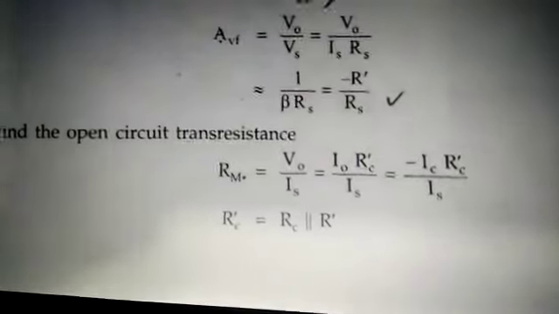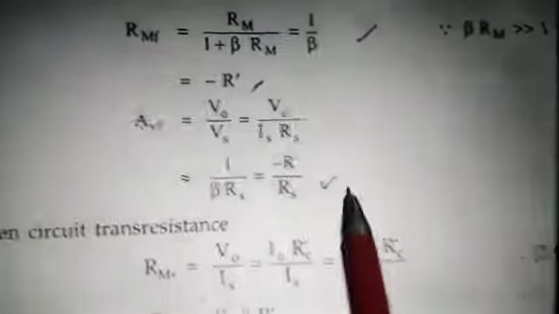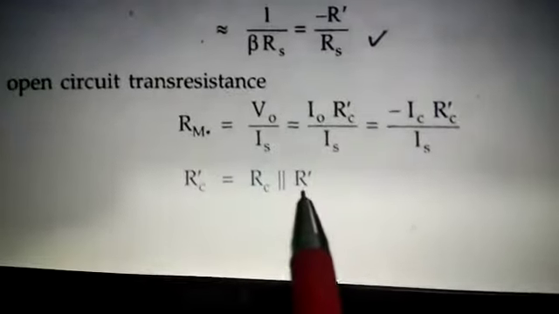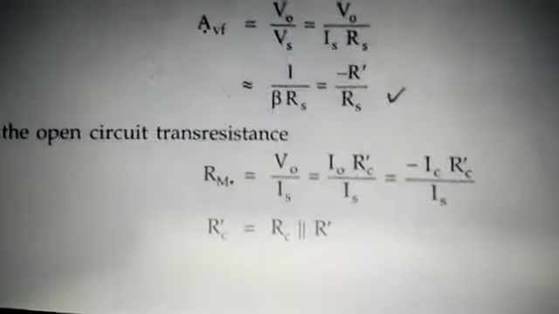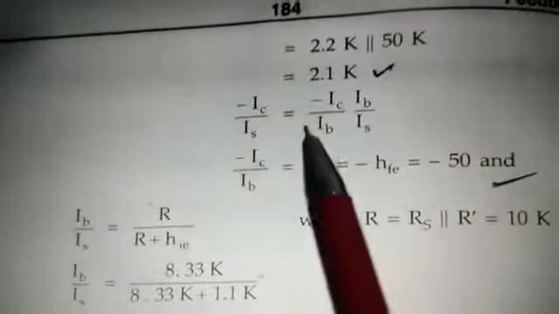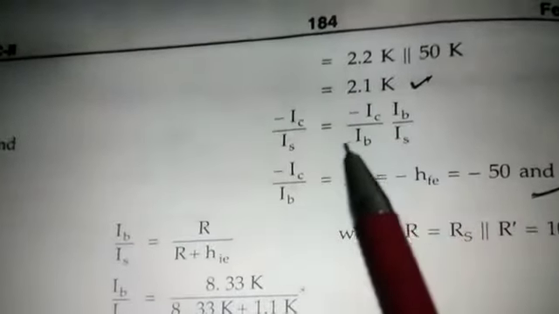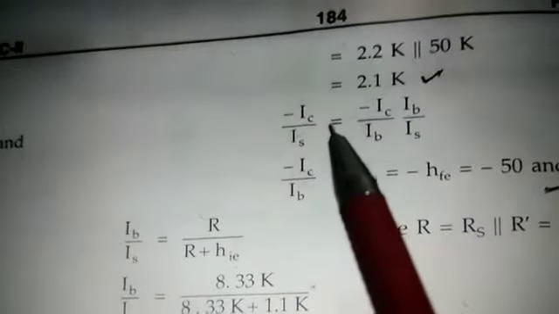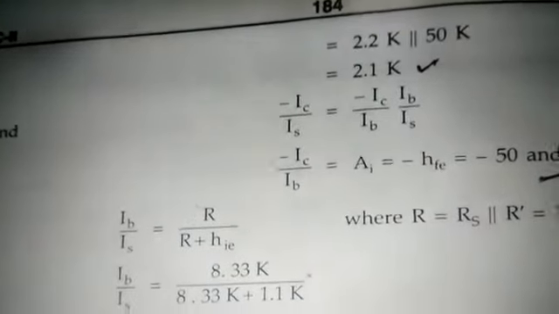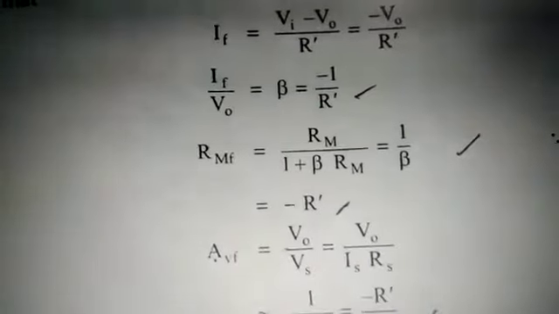In the last circuit, the equivalent diagram or the original diagram, you can see that R dash C will be equal to RC parallel to R dash. So you can calculate the value of RC parallel to R dash. Put the values, and you will get here 2.1K. Now calculate this current gain, minus IC by IB. So minus I, here once again we will go back.